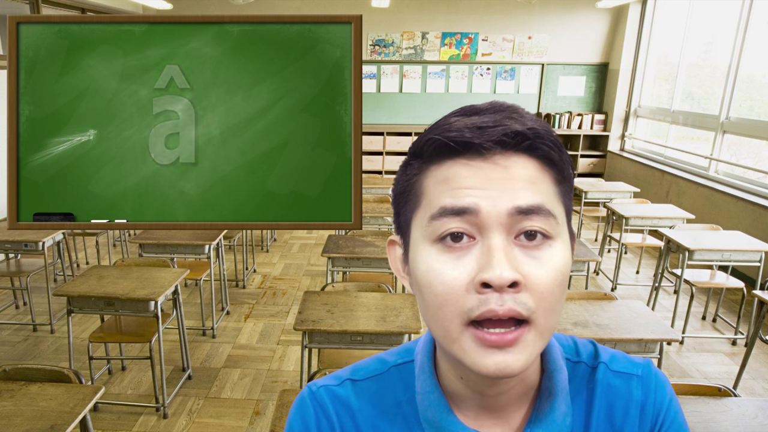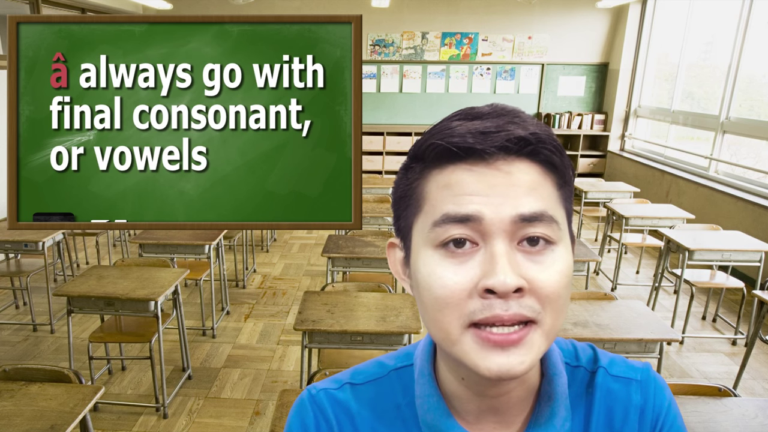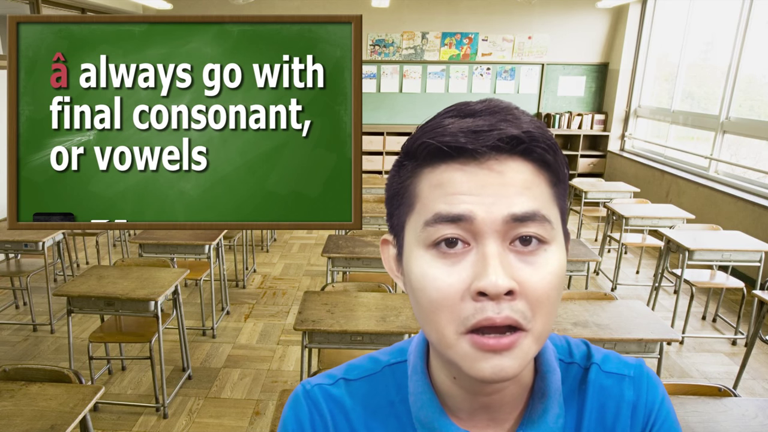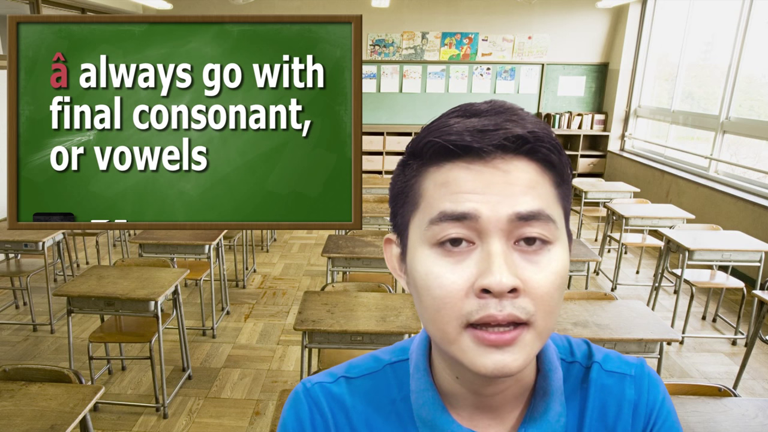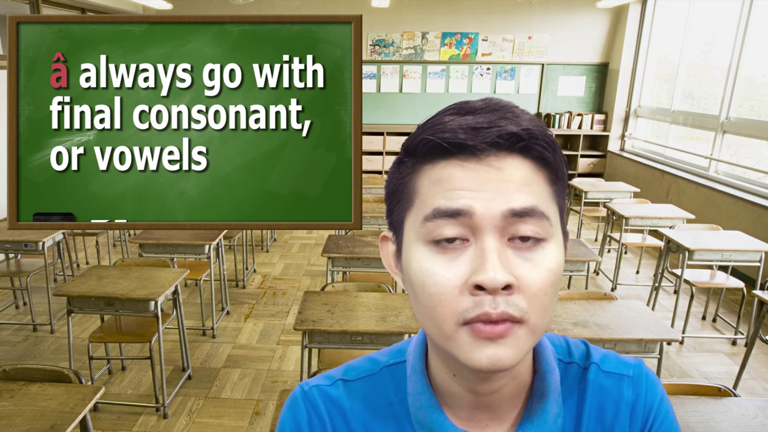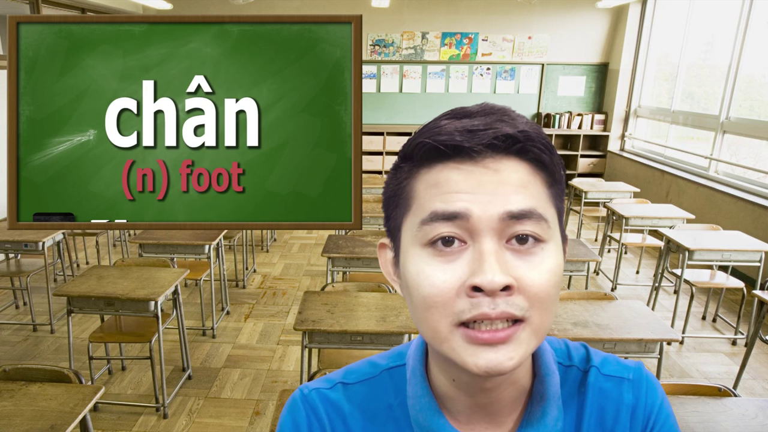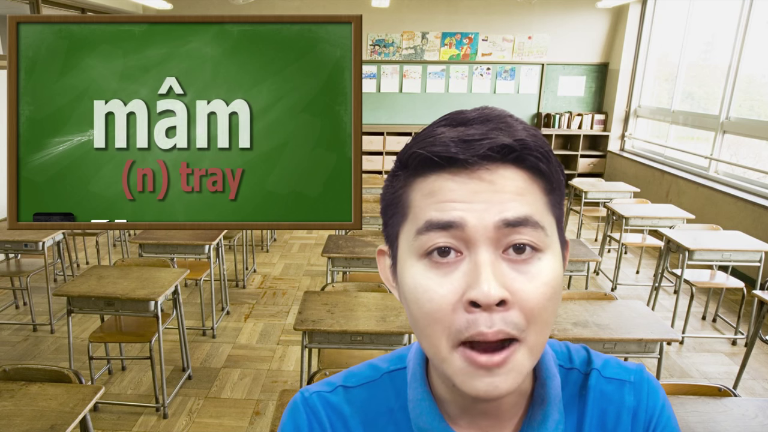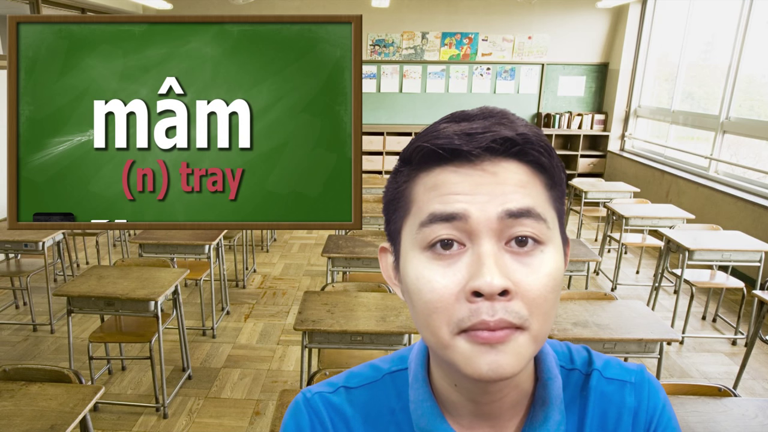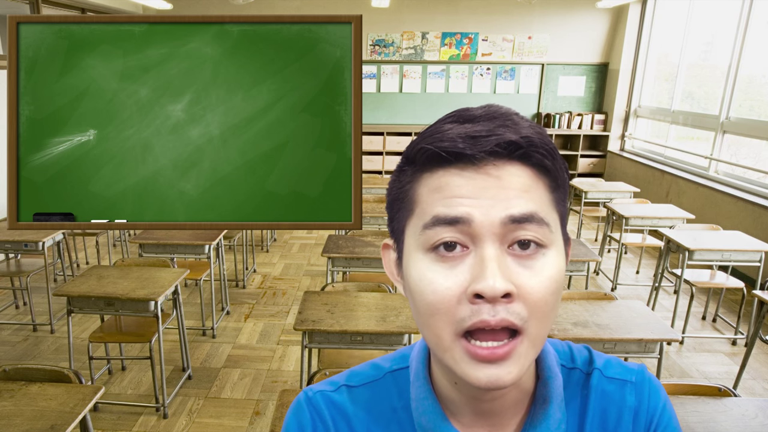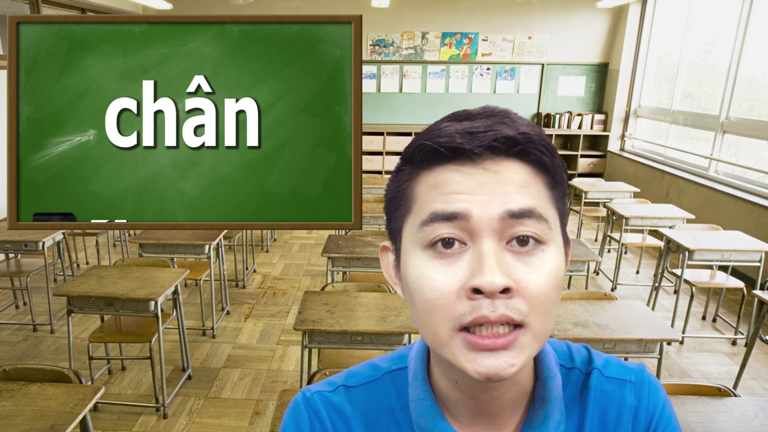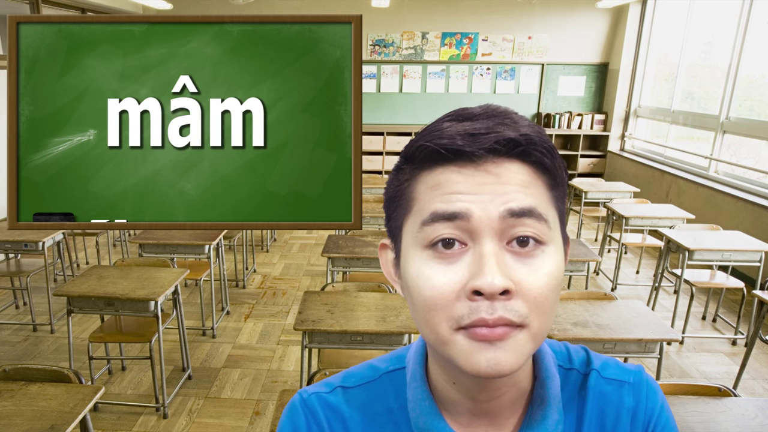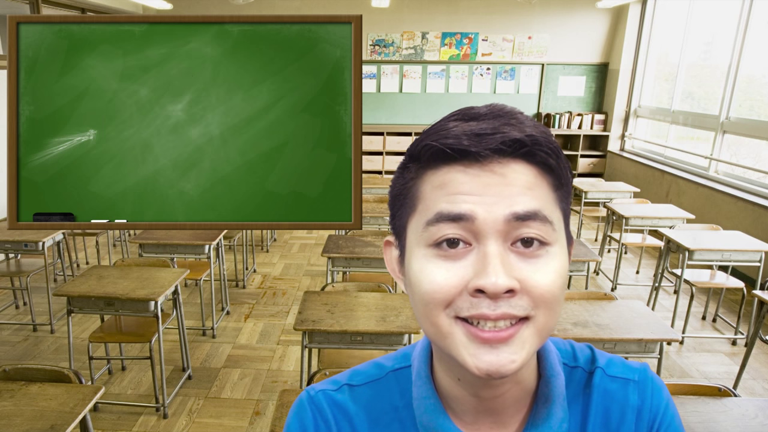The next vowel is the same as Ă. It means it cannot stand alone. It has to go with a final consonant or other vowels. For example, chân, mâm. Now repeat. Chân, mâm. Good.